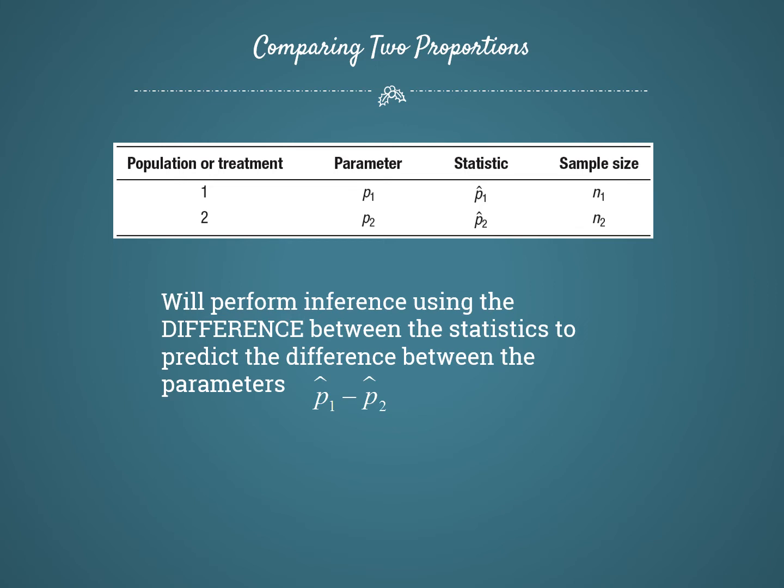So what we're going to do is perform inference, and inference is just where we make a decision or a conclusion using the difference between the two statistics to predict the difference between the parameters. Now, we just did a whole chapter where we looked at differences, so we know how to do this. Just to refresh about variability, let's look at this next slide.